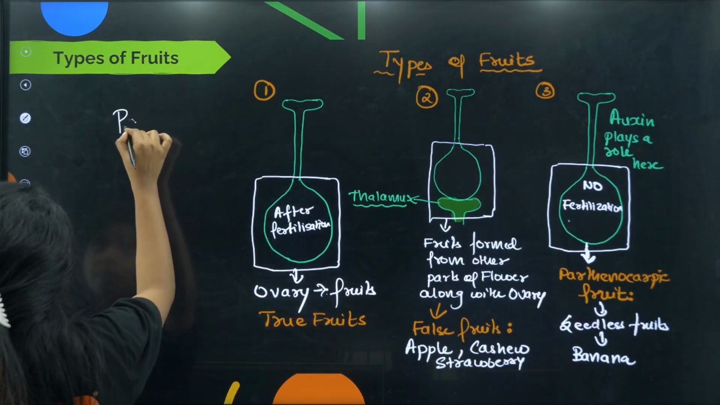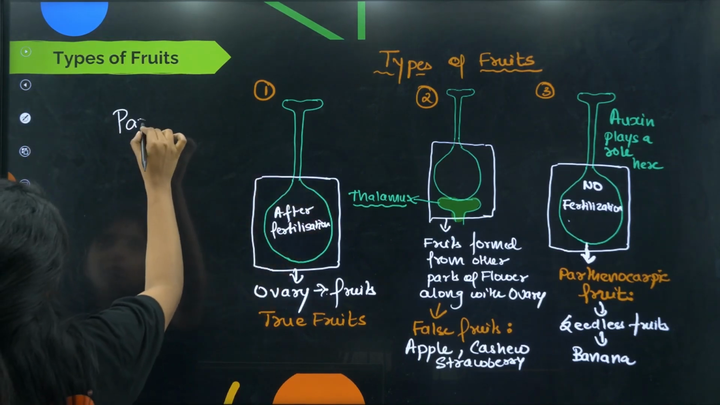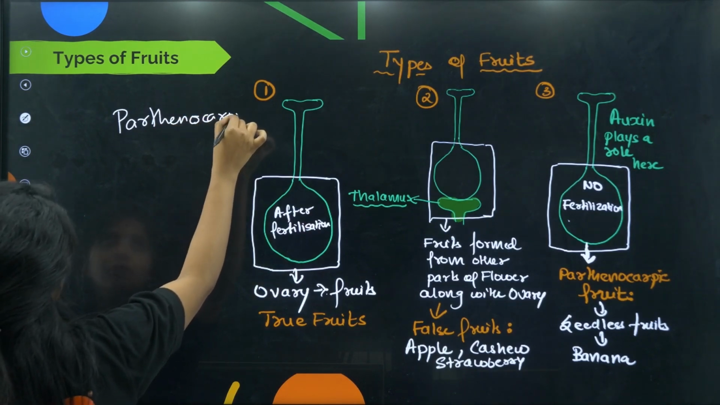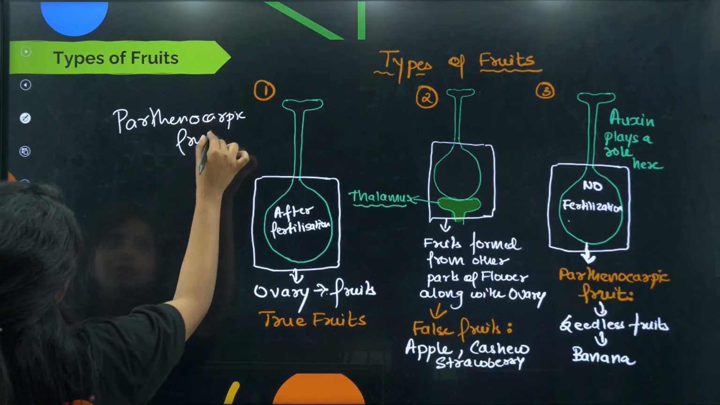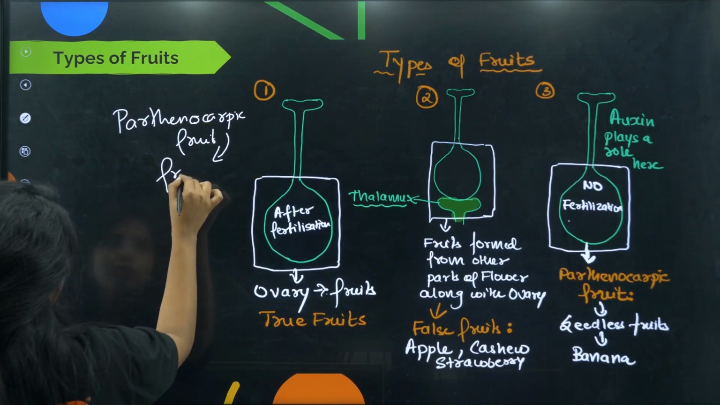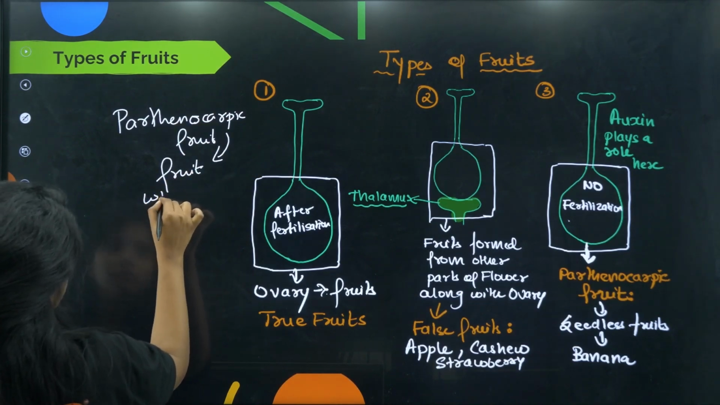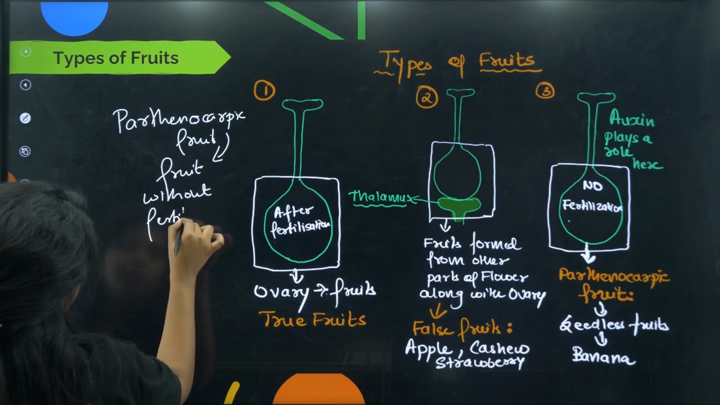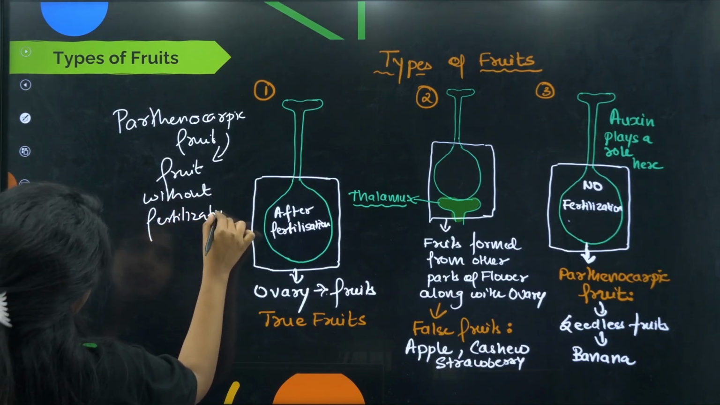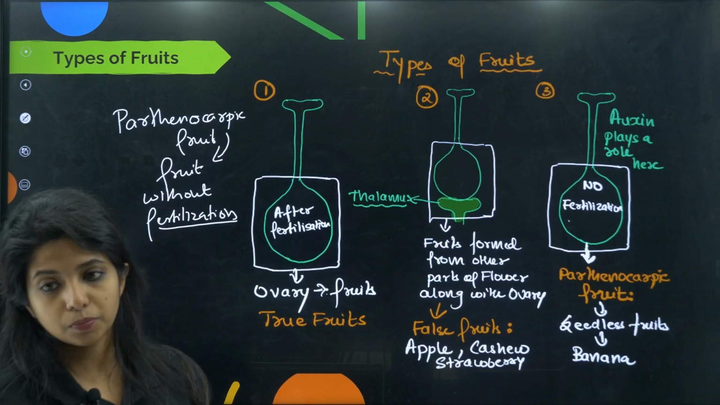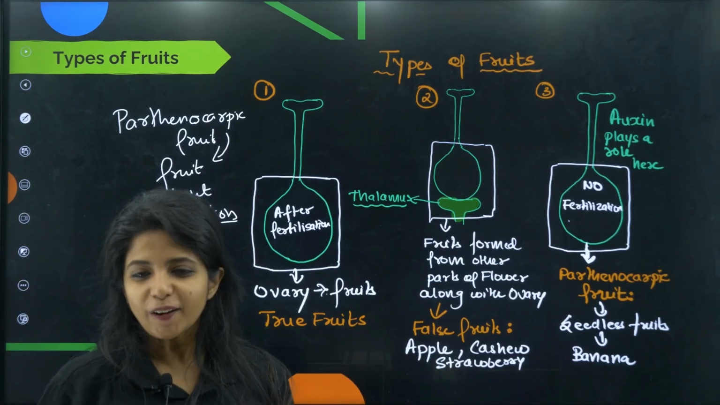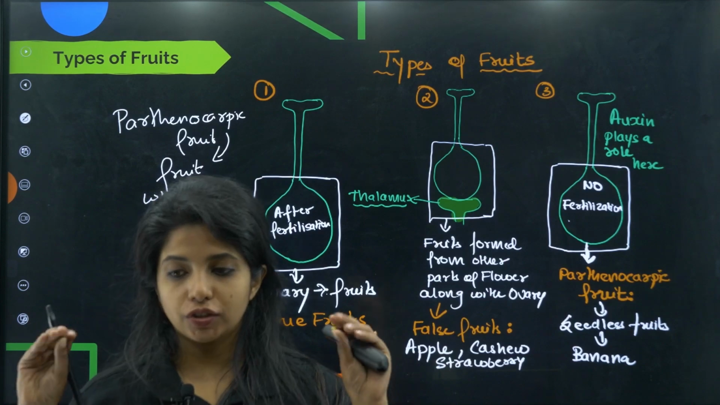Parthenogenesis is different, please remember that. Parthenocarpic fruit means fruit without fertilization. Okay, that is parthenocarpic fruit. Example, banana.